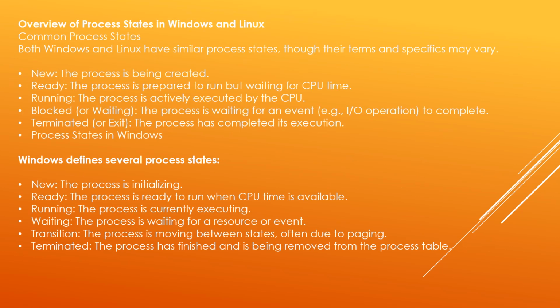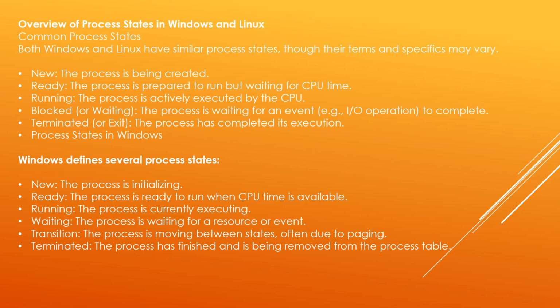Overview of process state in Windows and Linux. Common process states. Both Windows and Linux have similar process states, though their terms and specifications may vary. New: the process is being created. Ready: the process is prepared to run but waits for CPU time. Running: the process is active, executed by the CPU. Blocked: the process is waiting for an event. Terminated: the process has completed its execution.